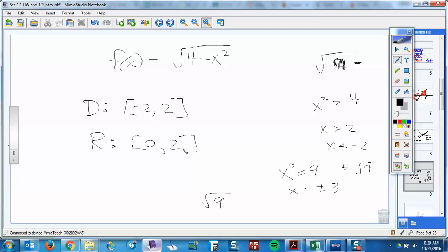So it's just a matter of trying things, plugging things in, thinking about it. The big ones, of course, are you can't have 0 on the bottom, and you can't have a negative inside of a square root. Those are the big ones that are going to limit you.